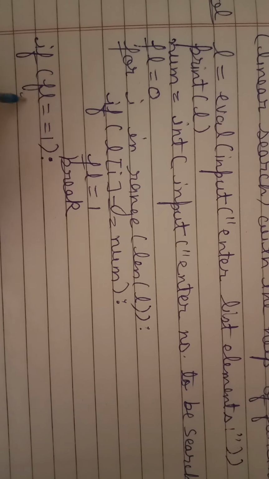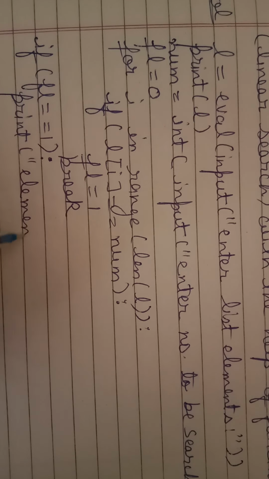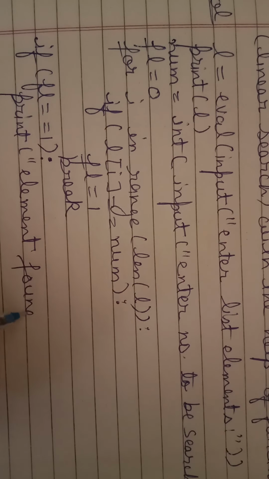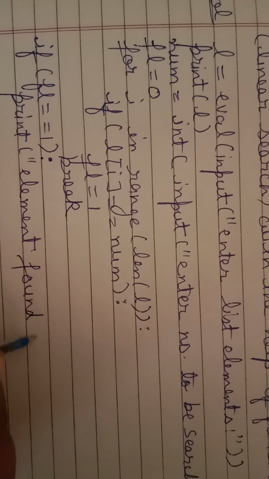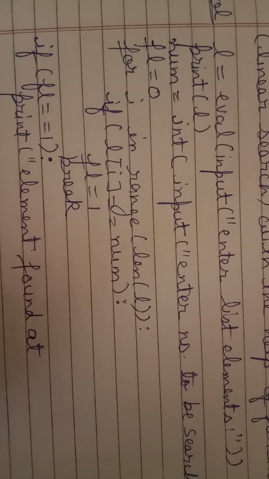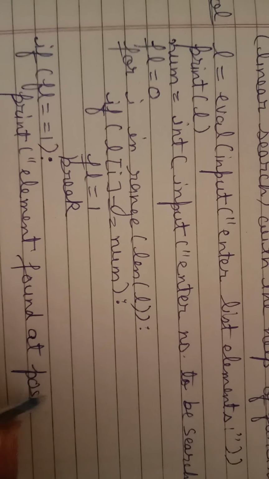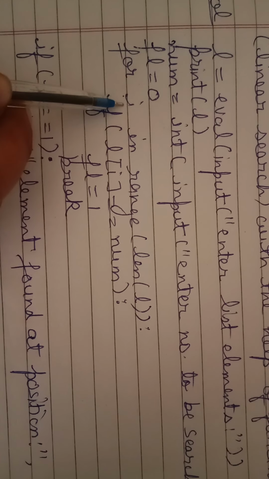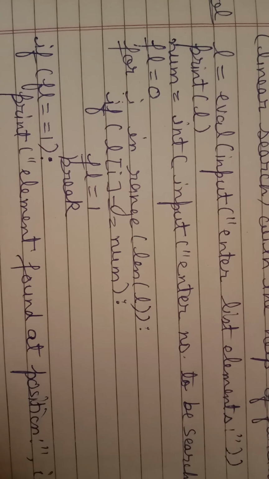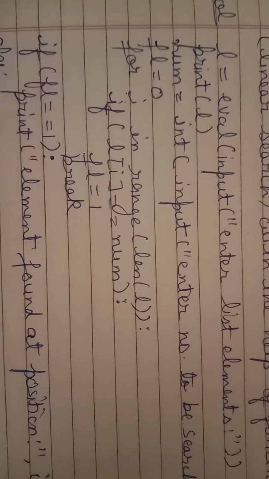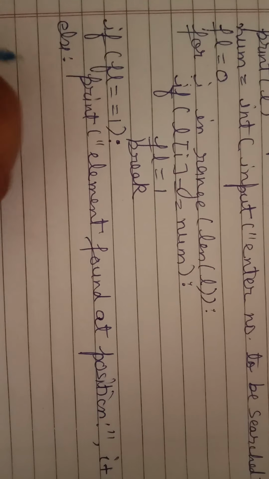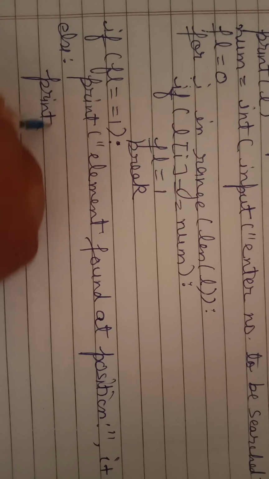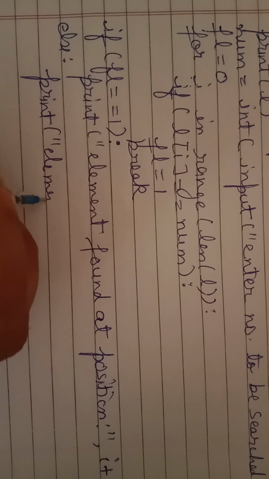If flag double equal to 1, we have to print element found. And if we want to give the position at which the element is found, we write element found at position, and position is i plus 1. i is the index and the position is i plus 1. Else print element not found.